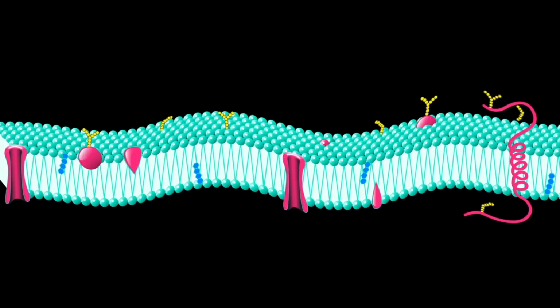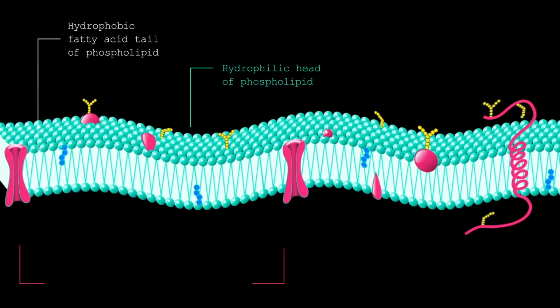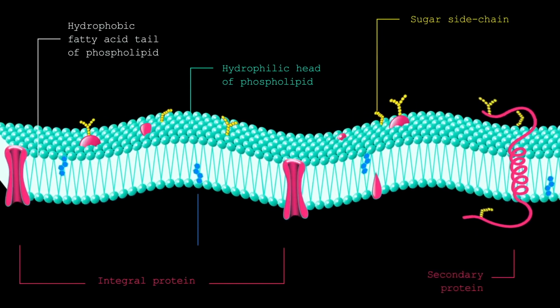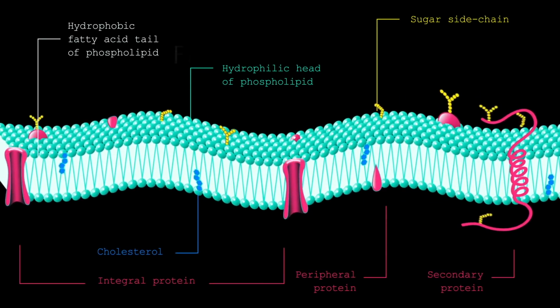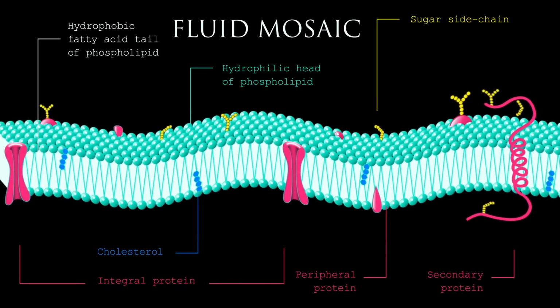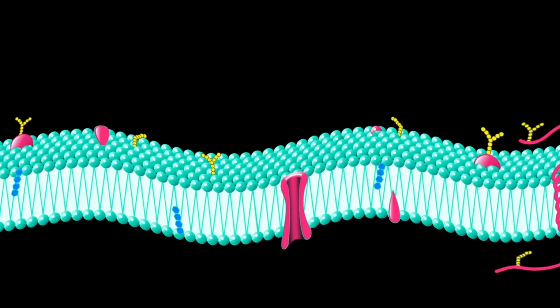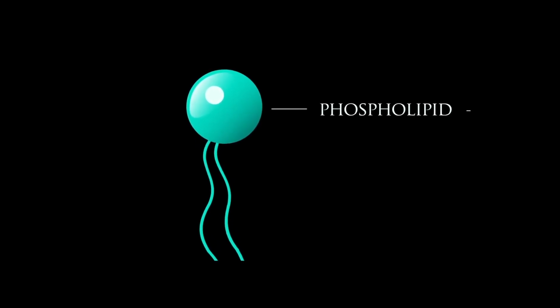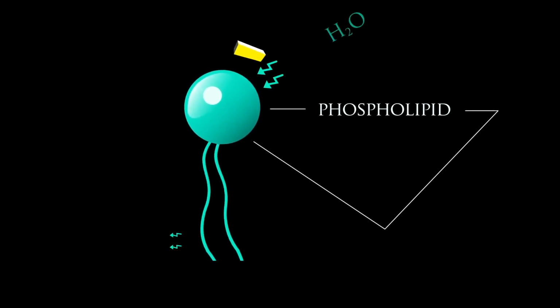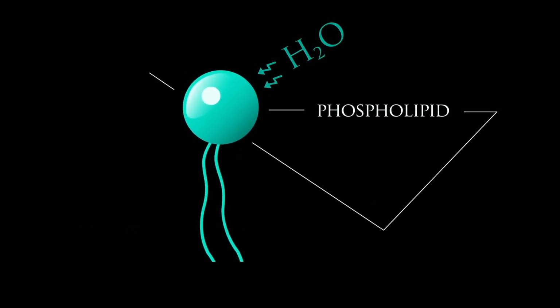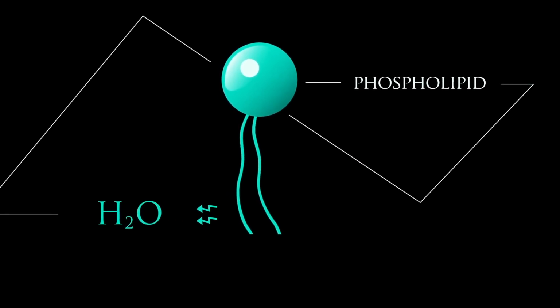The cell membrane gets this resilience, flexibility, and functionality by combining a variety of floating components in what biologists call a fluid mosaic. The primary component of the fluid mosaic is a simple molecule called a phospholipid. A phospholipid has a polar, electrically charged head, which attracts water, and a nonpolar tail, which repels it.